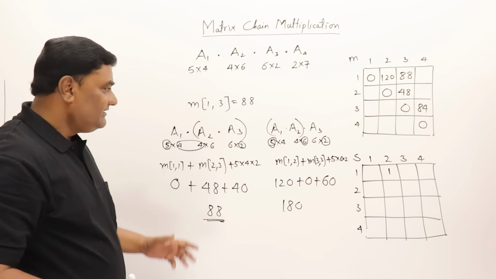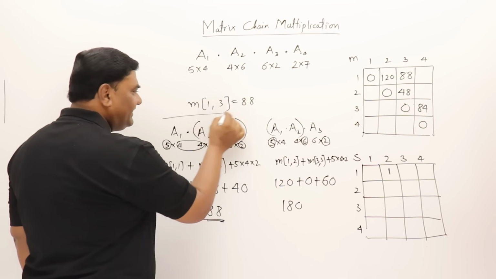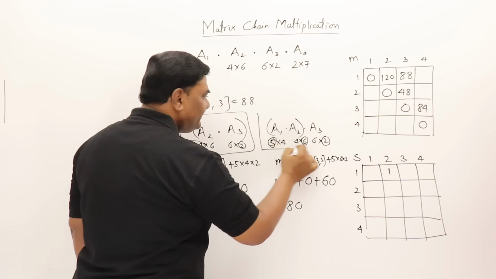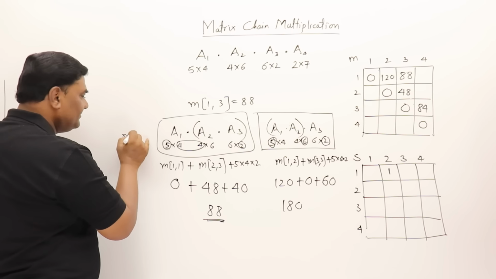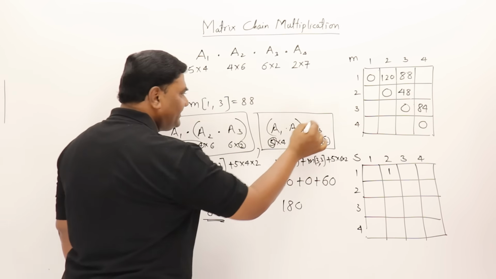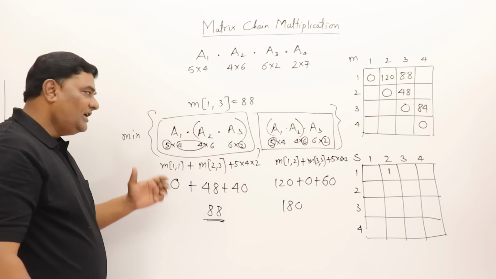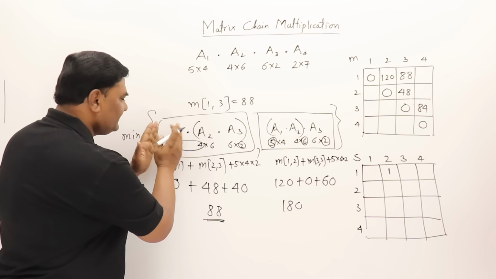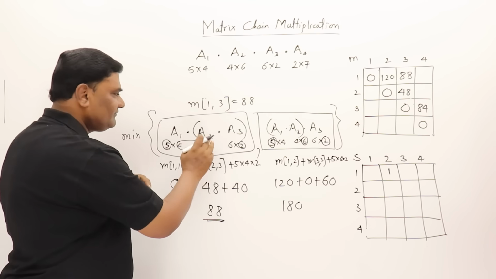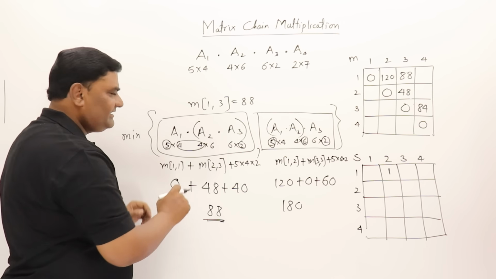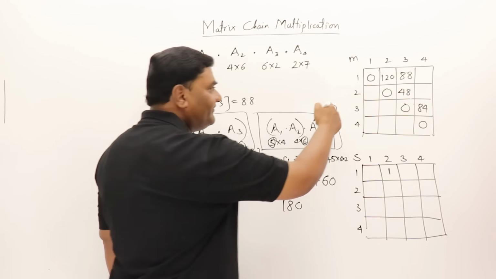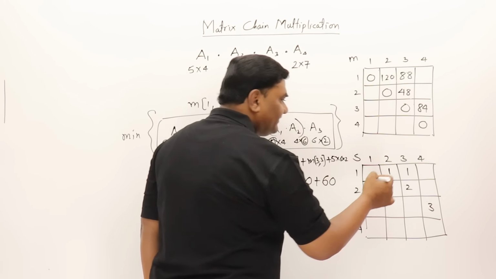Now here there were two possibilities. We have tried this one versus this one and took the minimum of these two, right? So who has given the minimum? This one was this side and 2, 3, 4, 2, 3 was that side. So 1 has given us the result. So for this value, I should write 1 here.